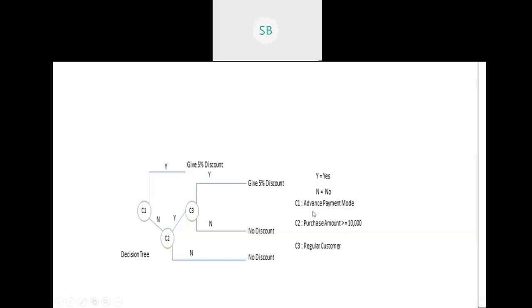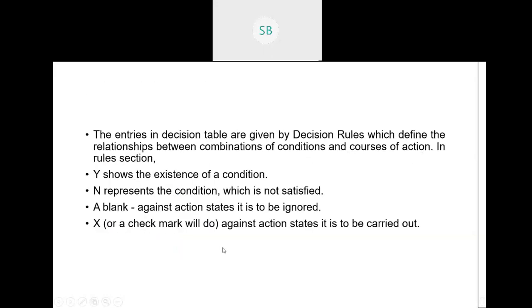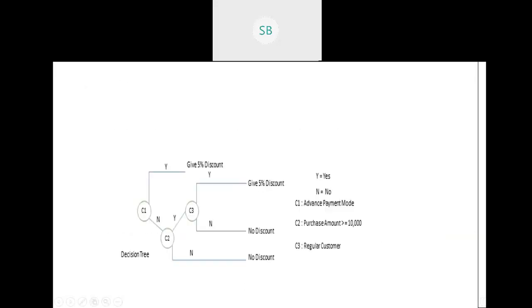Now see, what was condition 1? It is advance payment made. So for rule 1, yes, we will put yes in rule 1. But what about rule 2? Rule 2 does not come here, right? It is because if you check the decision tree diagram, when do we move to C2? Only when it is no.